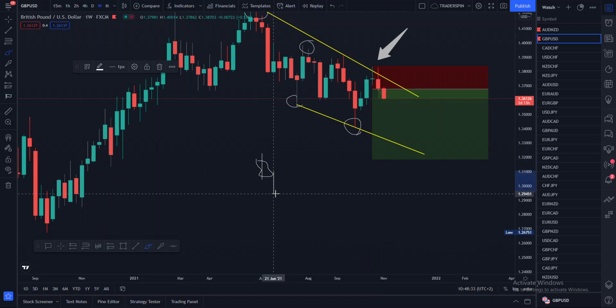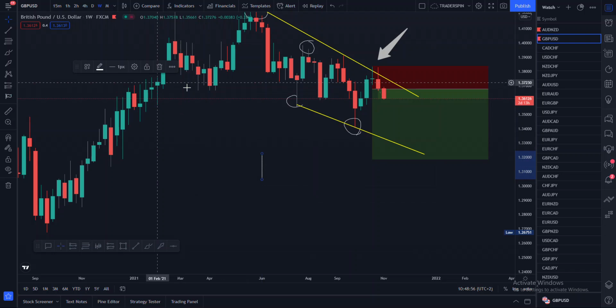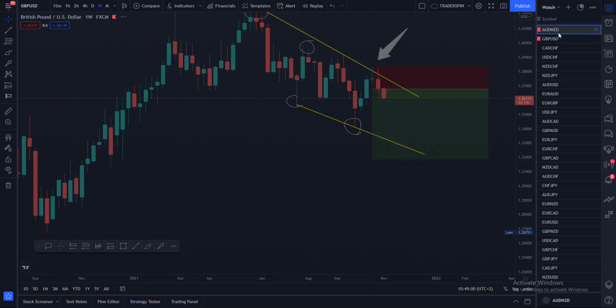The body of the bearish candle has to close below the previous bullish candle, but I'm not there yet. I will get on to that. Right now I just wanted us to look at the market structure. Okay, so going on to AUD and ZD, let us get on to AUD and ZD.